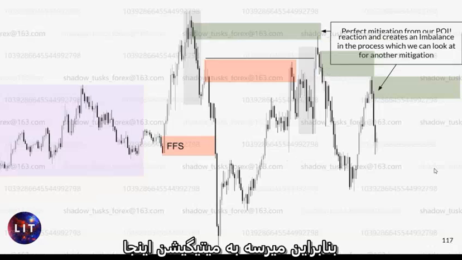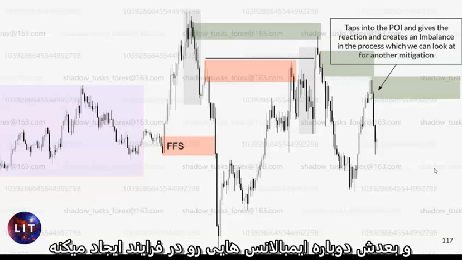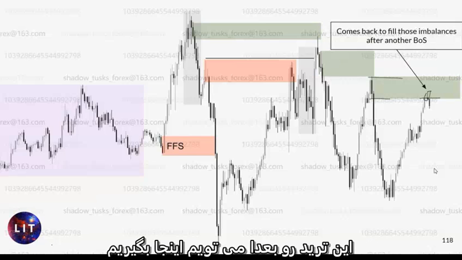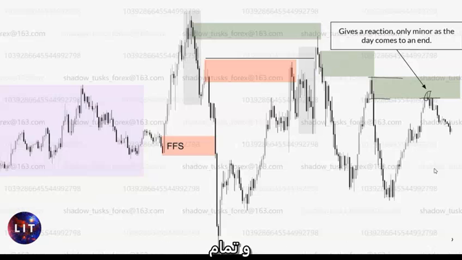There we go. Gets the mitigation here. And then again, creates imbalances in the process again. So we can take this trade in here also later on. This direction. And then the day is over.